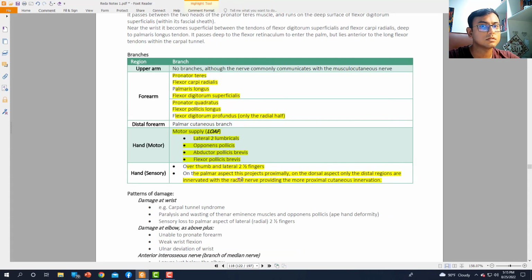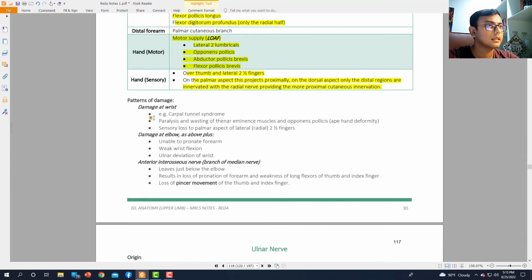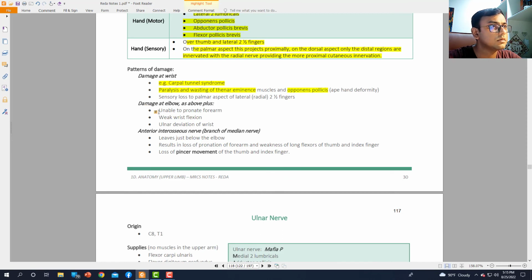It is the largest branch. It is also called the laborer's nerve. Damage at the wrist causes carpal tunnel syndrome. The median nerve is entrapped, that's why carpal tunnel syndrome occurs, with paralysis and wasting of the thenar eminence, including opponens pollicis. Damage at the elbow, for example a supracondylar fracture, leaves the patient unable to pronate the forearm. Supination is preserved and pronation is impaired.